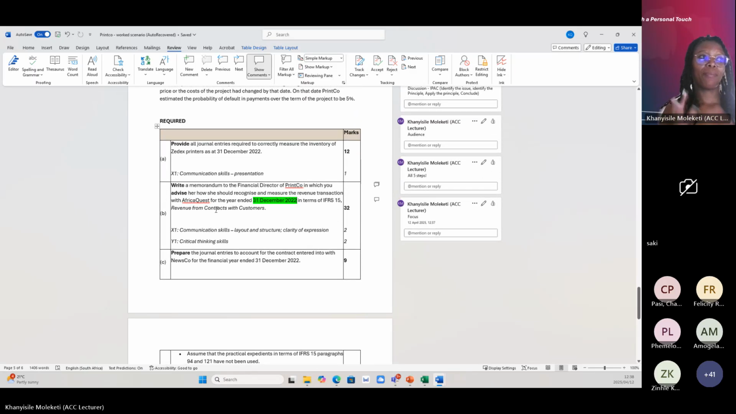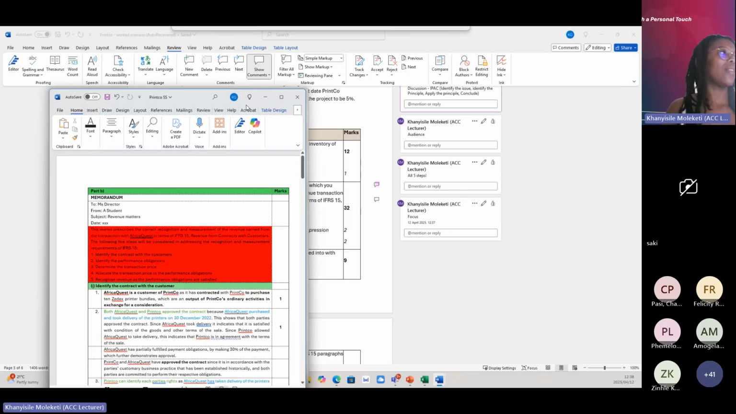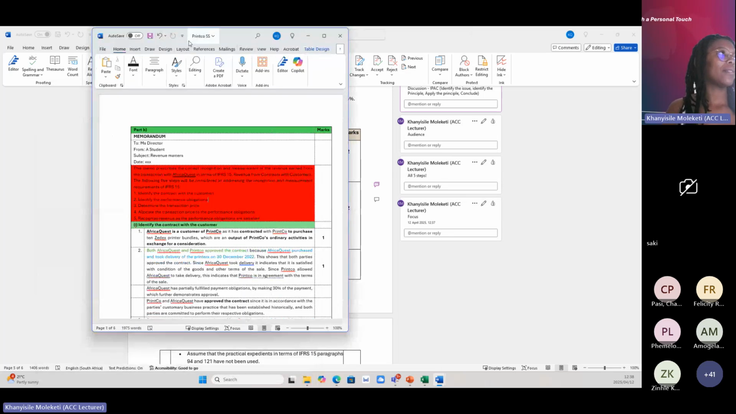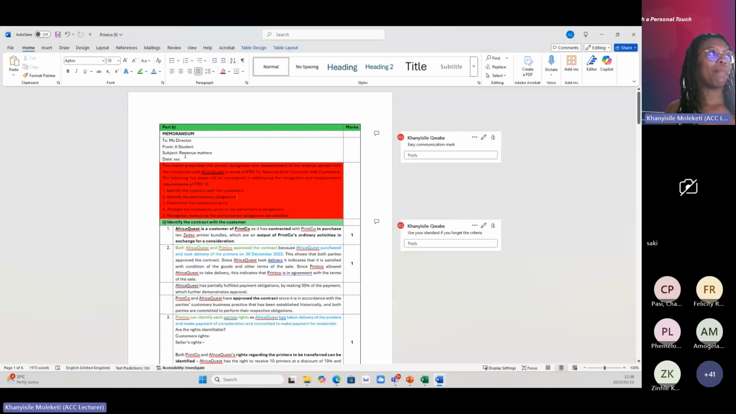So what I would then do is start off with the structure. Let me earn my very first mark, my communication mark, by just simply putting up a memorandum to, from, subject, date. I've already got 1 mark. I haven't even had to think yet. I haven't had to try to figure out what's happening in which step. I've already got 1 mark. Okay? Then I move.